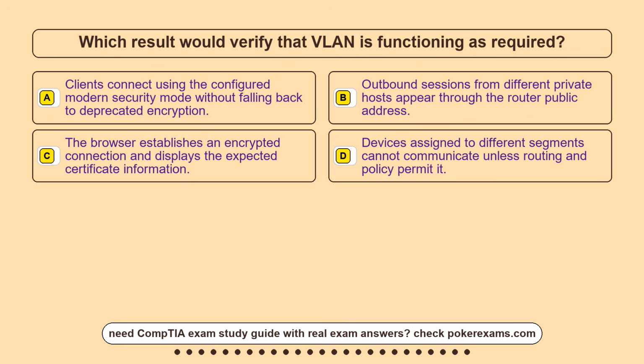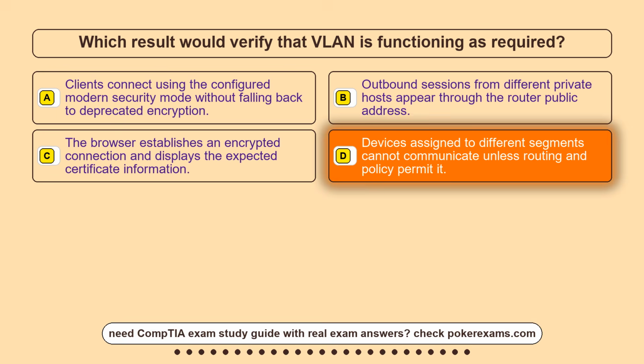Question 8. Which result would verify that VLAN is functioning as required? Option A. Clients connect using the configured modern security mode without falling back to deprecated encryption. Option B. Outbound sessions from different private hosts appear through the router public address. Option C. The browser establishes an encrypted connection and displays the expected certificate information. Option D. Devices assigned to different segments cannot communicate unless routing and policy permit it.